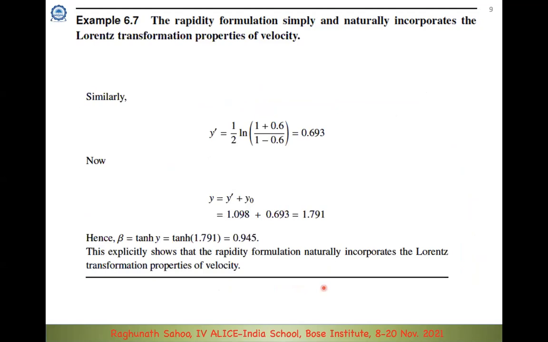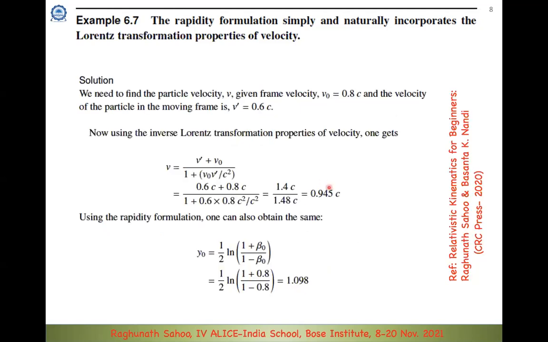The particle rapidity in the moving frame is 0.693. So just plugging in the velocity numbers, and I use the rapidity transformation formula, which is y is equal to y prime plus y0, and I'm getting 1.791. And then I use the formula for beta and I recalculate using this one. I am getting 0.945. And this 0.945 was the beta, the velocity calculated here.